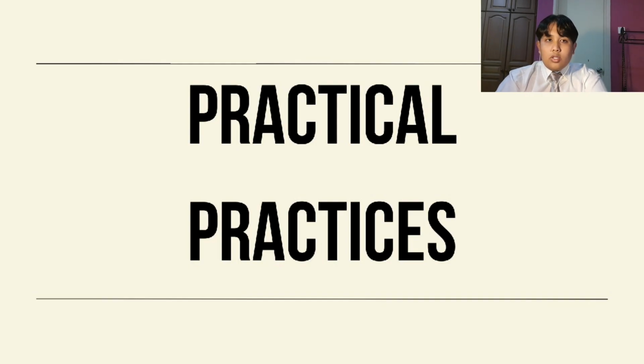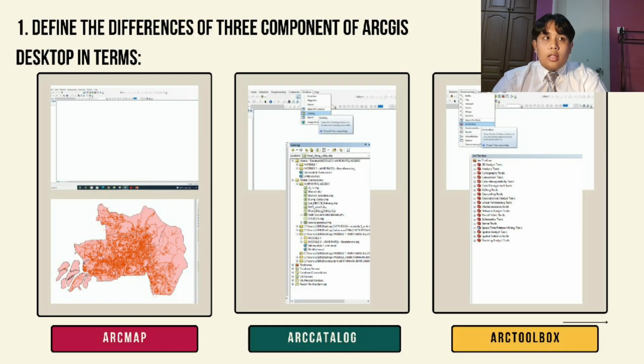And now let's talk about the practical practices. For the first question, define the differences of three components of ArcGIS Desktop in terms of interface and functions. So, what are the three components? The first one is ArcMap, the second one is ArcCatalog, and the third one is ArcToolbox. ArcMap, we can get it in the ArcGIS itself. ArcCatalog, we can get it from Windows, and for ArcToolbox, we can get it from georeferencing.